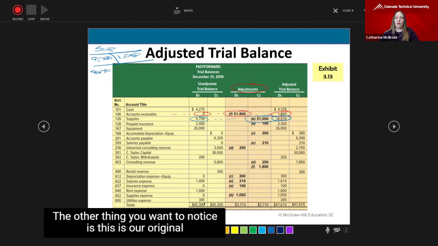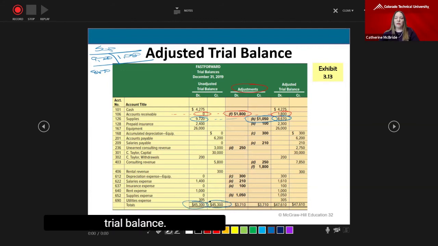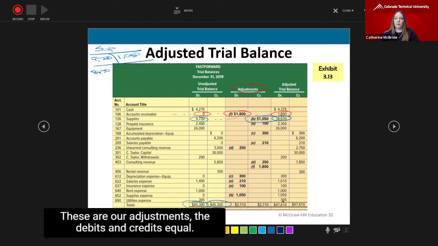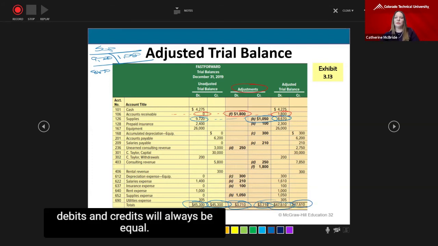The other thing you want to notice is this is our original trial balance. The debits and credits equal. These are our adjustments. The debits and credits equal. And this is when we're all done. The debits and credits equal. Debits and credits will always be equal.